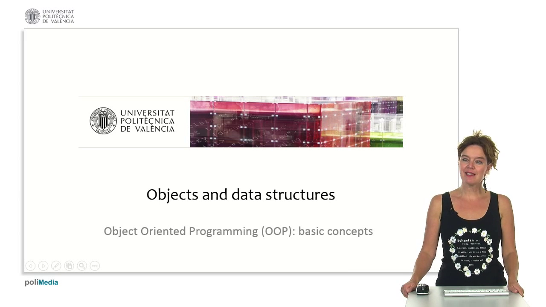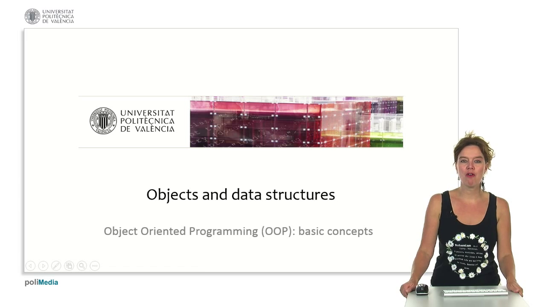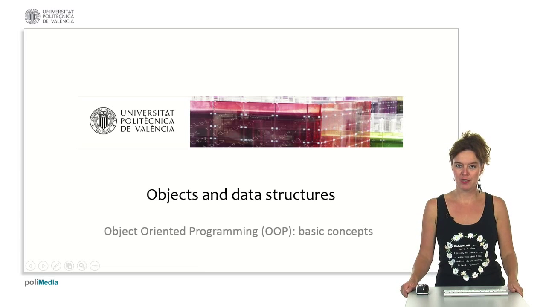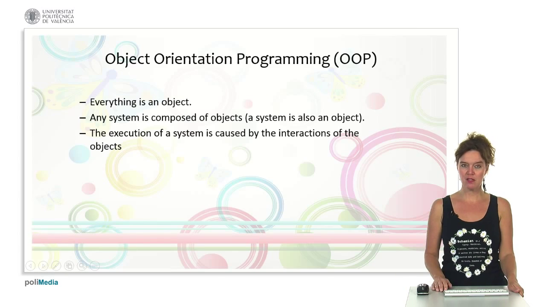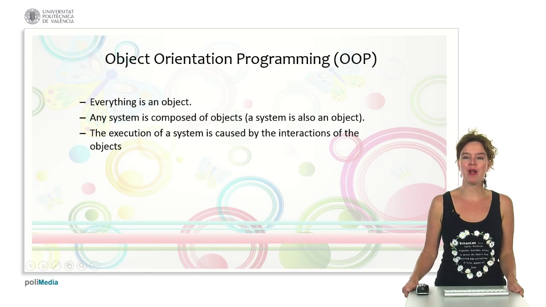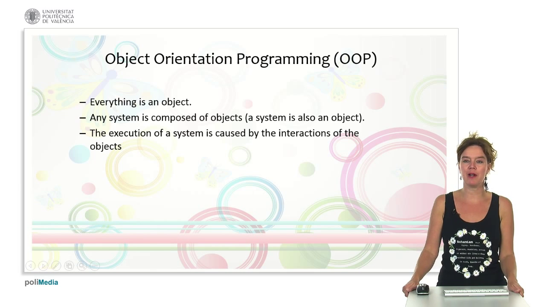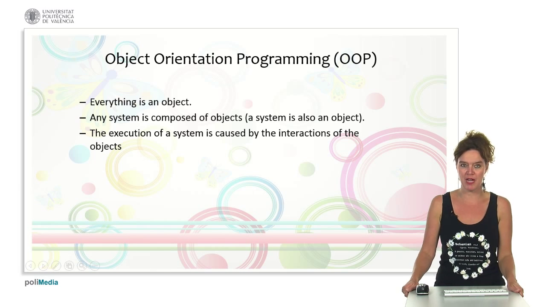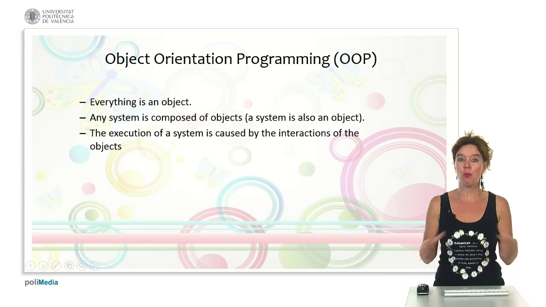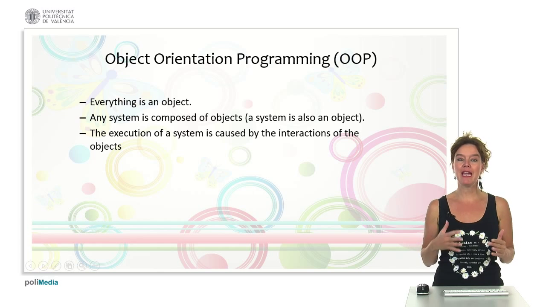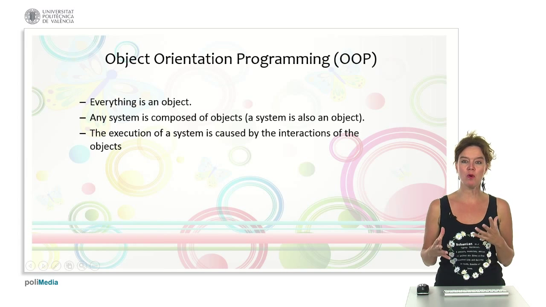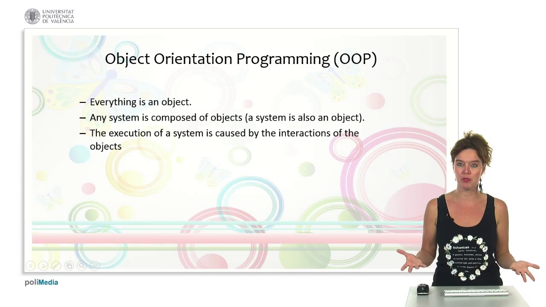Hello. Let's start with a section on objects and data structures. And to start with, we'll look at some basic concepts of object-oriented programming. So, object-oriented programming is programming where everything is considered to be an object. A system is composed of objects, and the system itself is also an object. And the execution of a system is caused by interactions between objects.